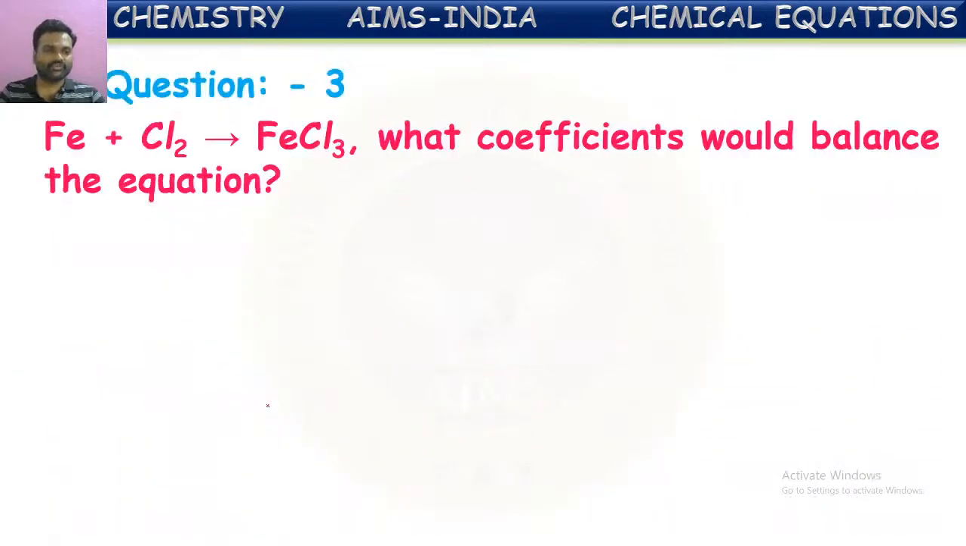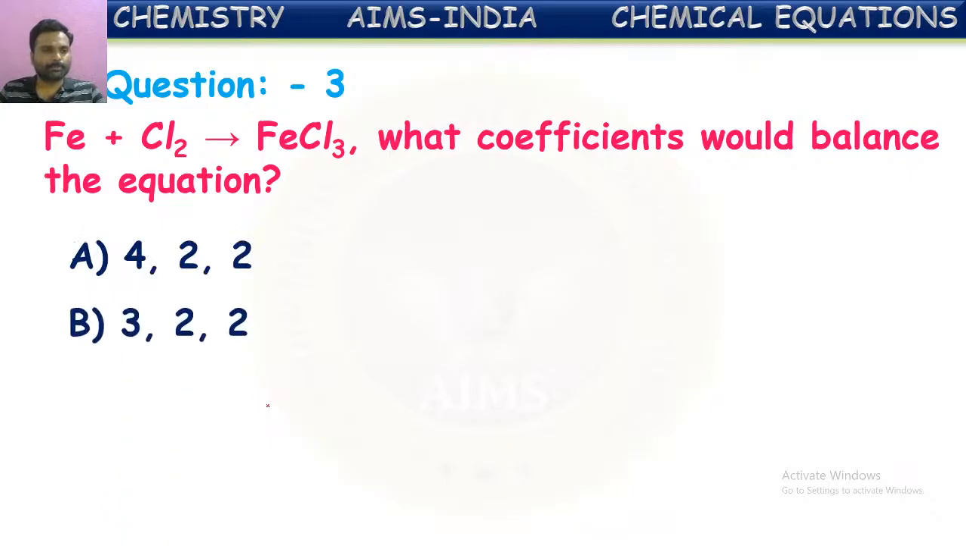Now let us see one more question on this. Fe plus Cl2 gives FeCl3. What coefficients would be balancing this equation? So this is also based upon the balancing of chemical equations. Try to balance the equation so that you will get the correct coefficients. Can you give coefficients? Let us go for the options so that you can understand very easily: 4, 2, 2; 3, 2, 2; 1, 1, 1; and 2, 3, 2. Now we can try balancing this equation.